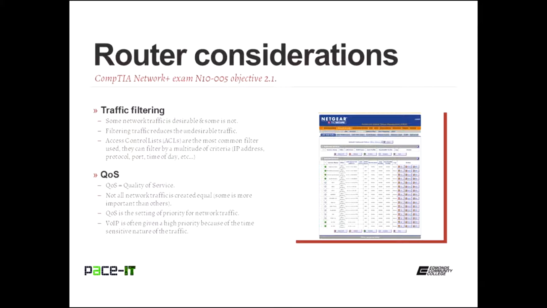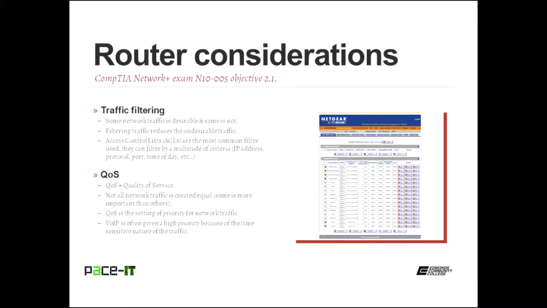Another thing we need to talk about is quality of service. Why? Well, because not all network traffic is created equal. Some is more important than others. Quality of service is the setting of priority for network traffic. You, as the network administrator, get to set the quality of service. If you don't set the quality of service, everything gets an equal chance on your network.